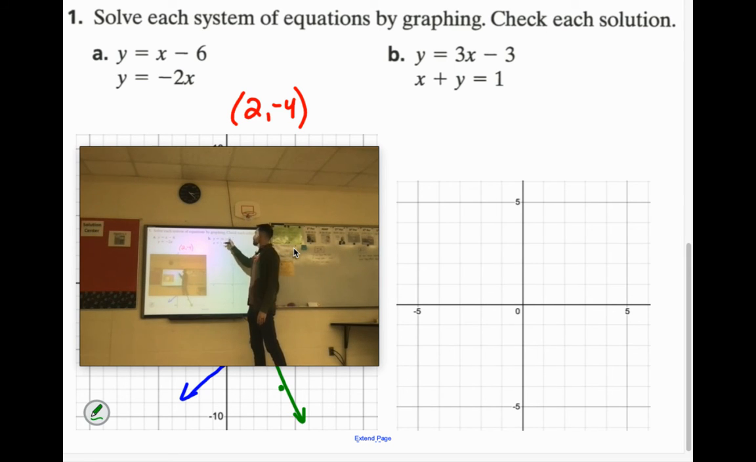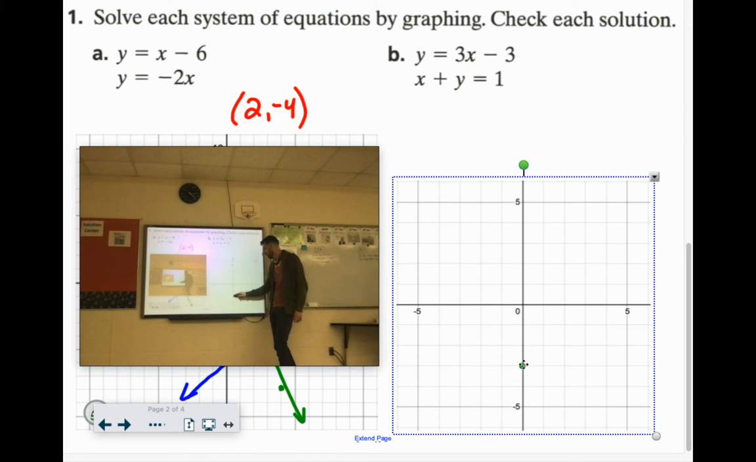All right. Y equals 3x minus 3. Go down 3, and then our slope is 3, so you go up 3 over 1. Up 3 over 1. Up 3 over 1.